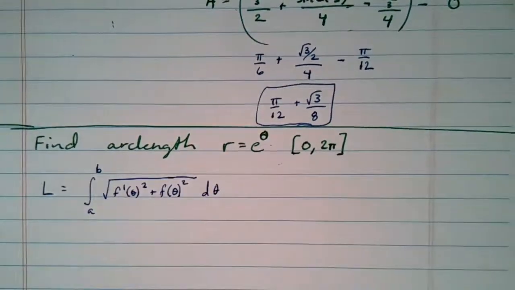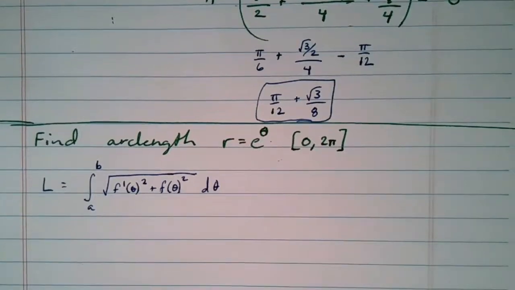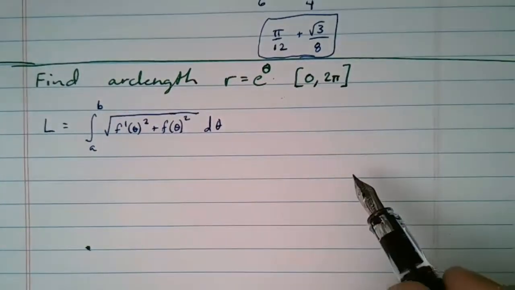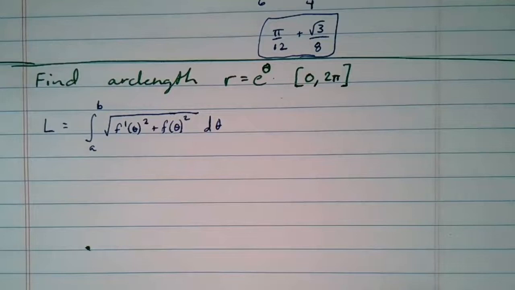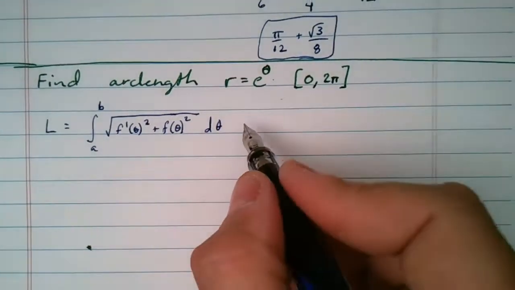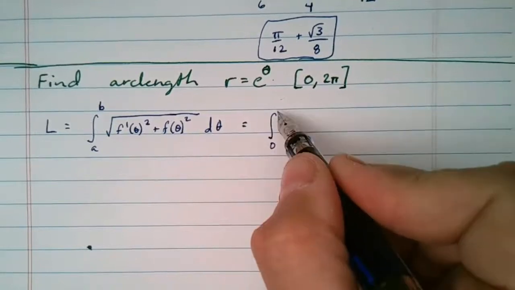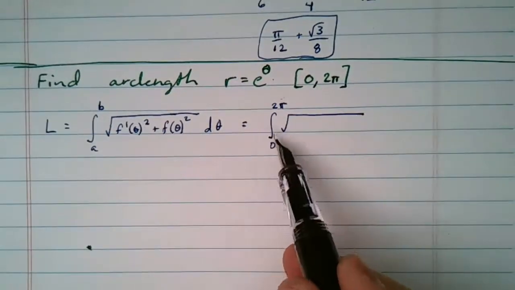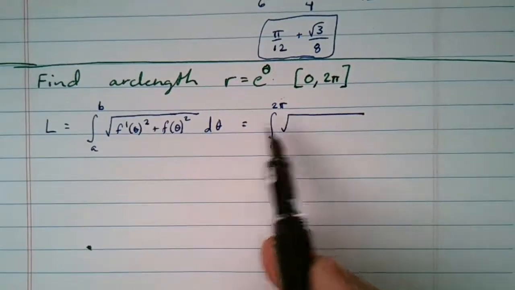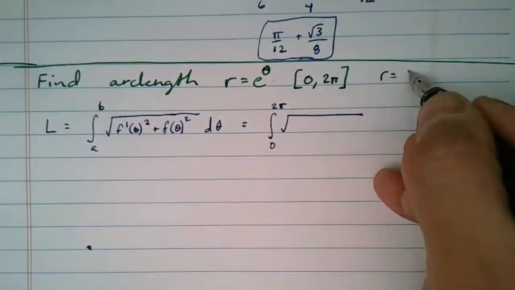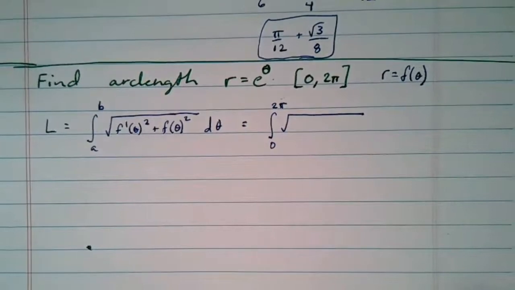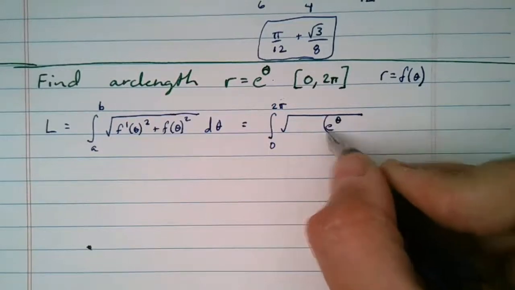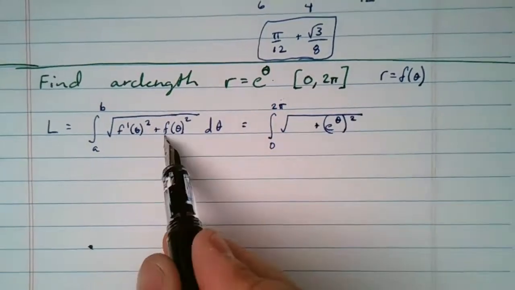Okay, so we've been asked to find the arc length of r equals e to the theta for theta equals 0 to 2 pi. So what that means is our arc length formula will become the integral from 0 to 2 pi of the square root of, now remember, what is r? R is always f of theta. So f of theta is going to be e to the theta. So this will be e to the theta squared, is what's going to sub for f of theta.